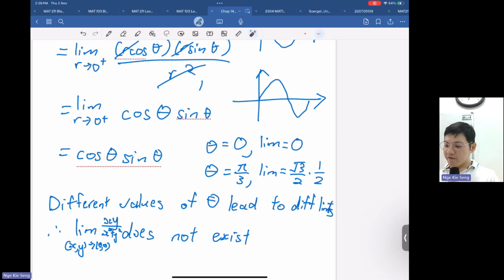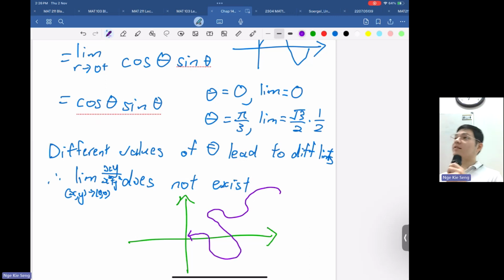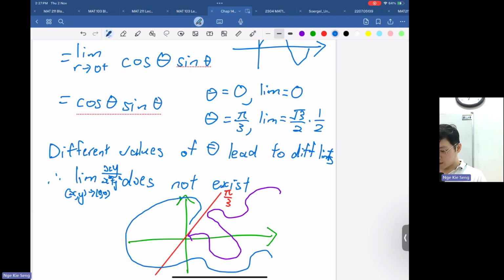So what does this mean? Let me draw the plane for you again. If my path is approaching at angle zero, the limit is zero. But let's say you approach from pi over 3. Where is pi over 3? Maybe somewhere here. If my path is approaching at pi over 3, you can see that I can go wildly before I approach, and then go close to the origin. Then you get, for example, root 3 over 4. So the limit along this blue path here is root 3 over 4. But if you take the purple path here, you will get 0.